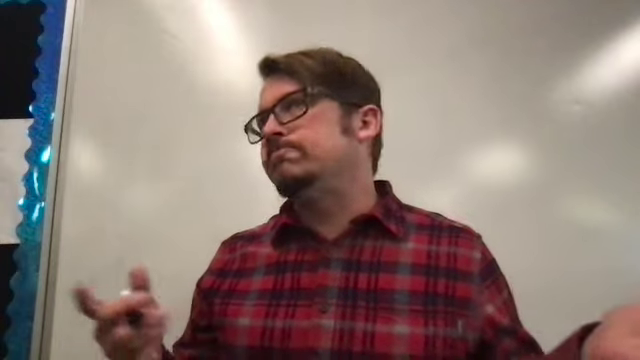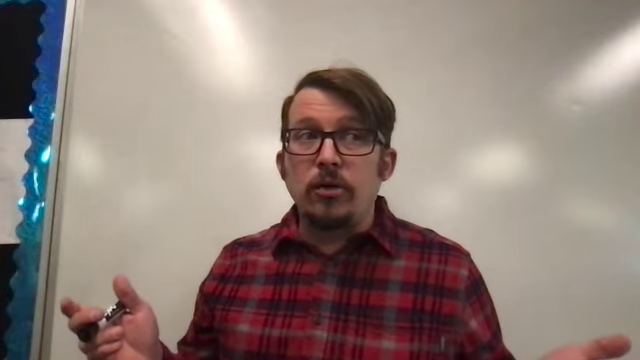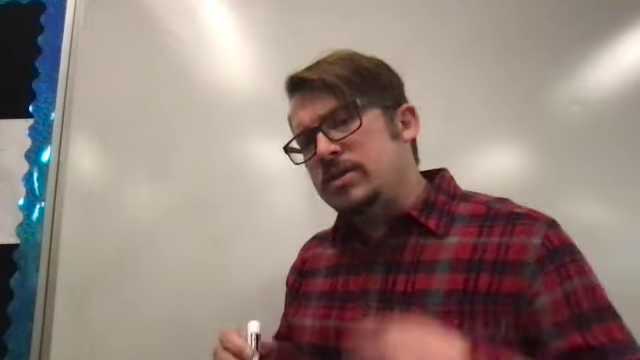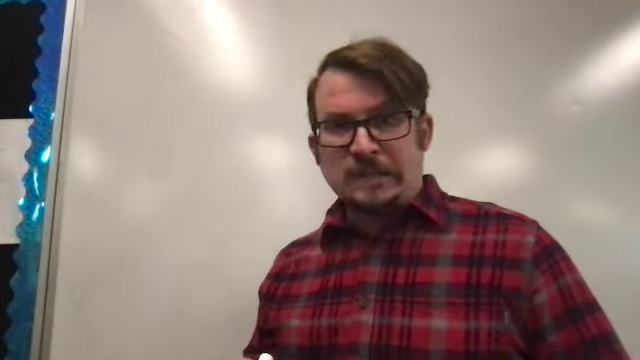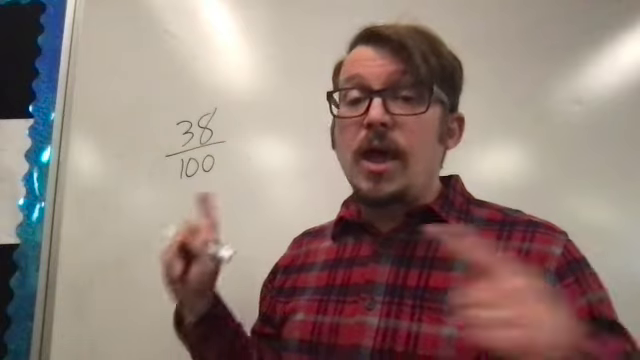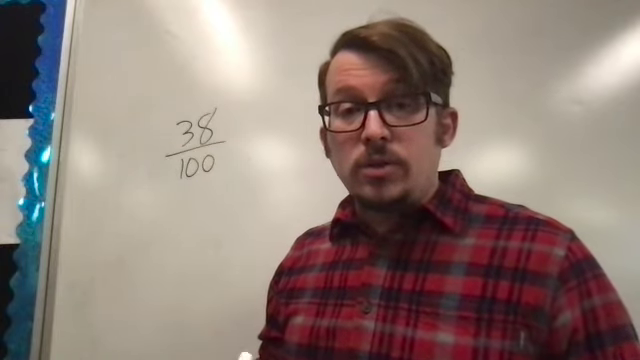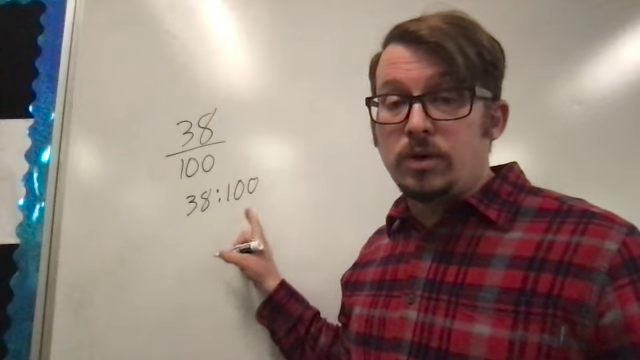So if it's for each 100, let's say you've got 38% of the cats in your backyard are gray. That means if there's 100 cats in your backyard, 38 of that 100 are gray. 38 out of 100. There you go. It's a ratio. We could write it also as 38 per 100.